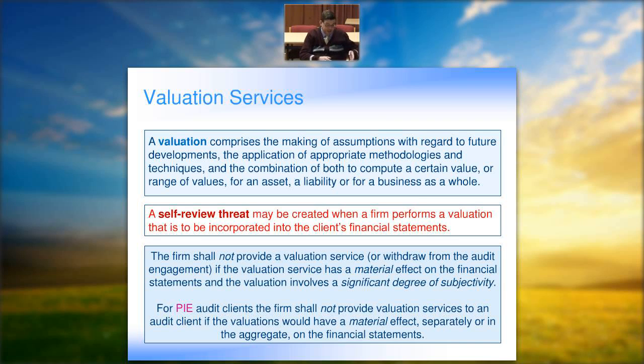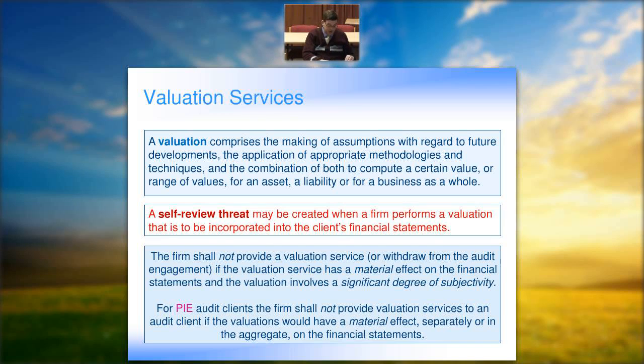Taxation services, again, generally you don't do for public interest entities. And the general idea with taxation services is that if it's something that's disputatious, if there's likely to be a difficulty between the client and the tax authorities, then you should avoid it.